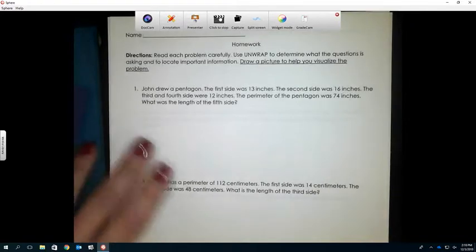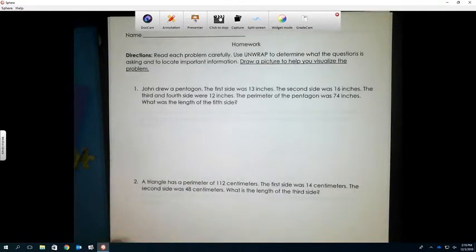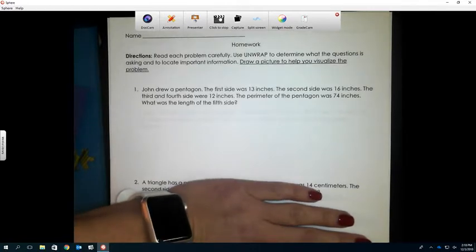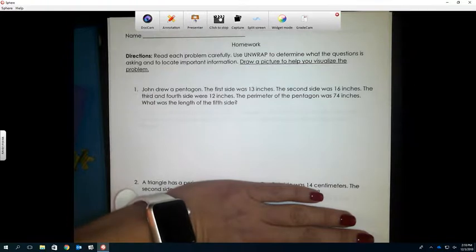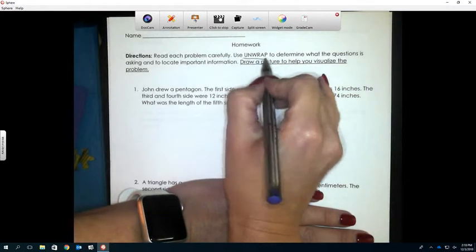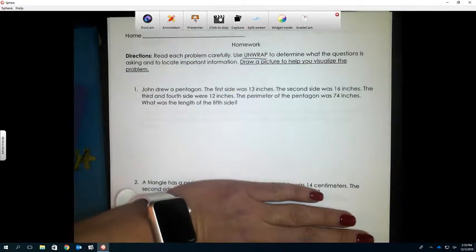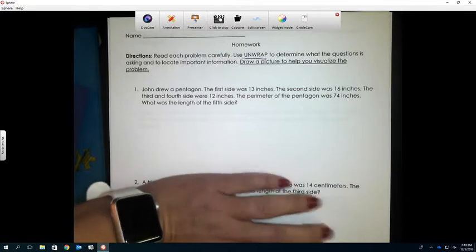Well, sometimes they don't tell you all the sides, and you have to use the information to figure it out. So I'm going to do 3 examples for you of what I expect on your homework this week. Now, these numbers are different than the ones on your paper. The directions say, read each problem carefully. Use unwrap to determine what the question is asking and to locate important information. And this is underlined because I told you I'm not going to accept it without this. Draw a picture to help you visualize the problem.